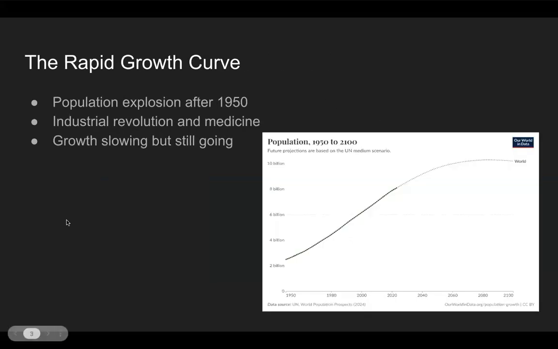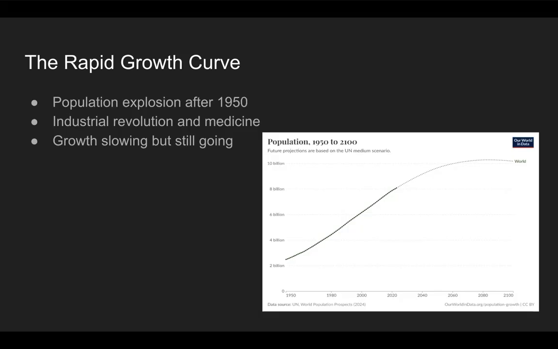The rapid growth curve. Population explosion after 1950, which you can see here on the graph. There's been the industrial revolution and medicine, growth slowing but still going. For most of human history, population growth was super slow. People were limited by disease, war, and lack of resources.